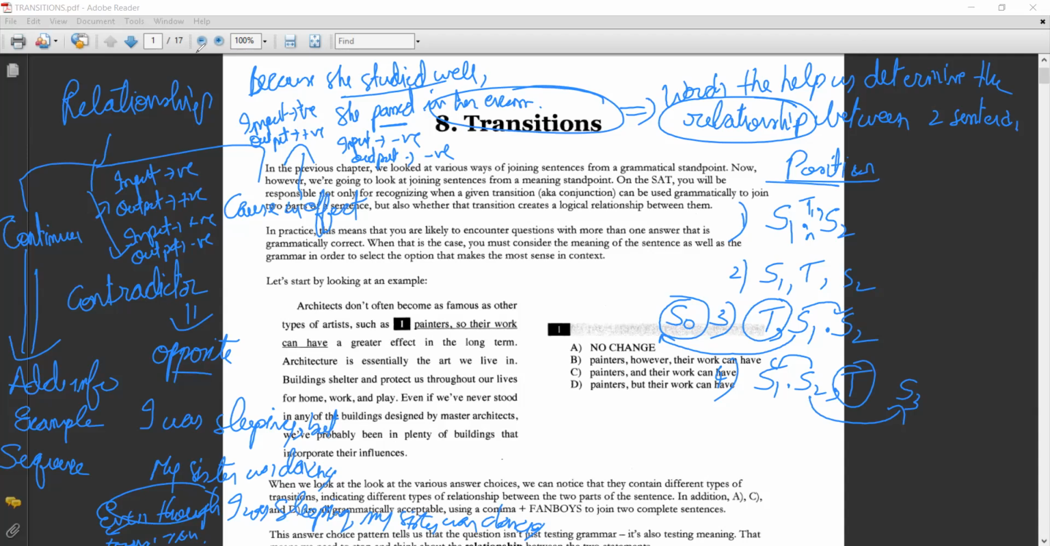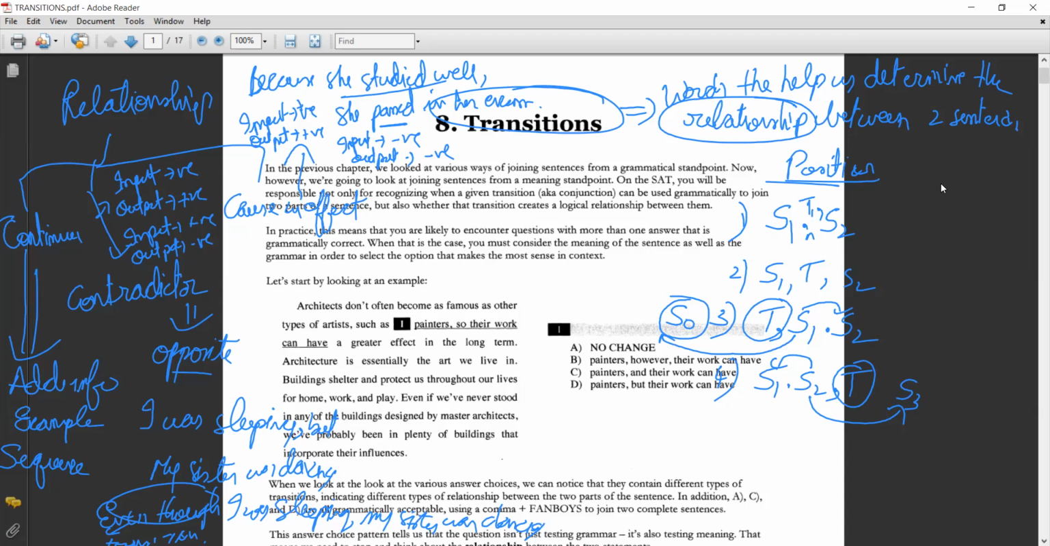Now, your question might be, ma'am, what if there are two transitions from the same category? Then how do we choose? That will never happen. If that happens, that particular category can be eliminated directly, so both those options can be eliminated. In the SAT exam, they will never ask you to choose between transitions that belong to the same category. That's what I'm essentially trying to explain. Got my point? Am I clear?